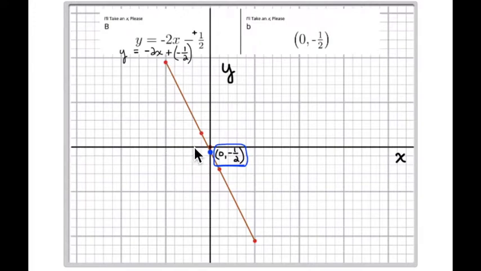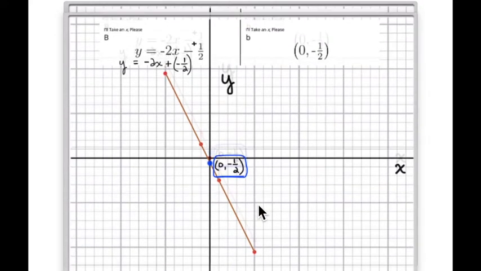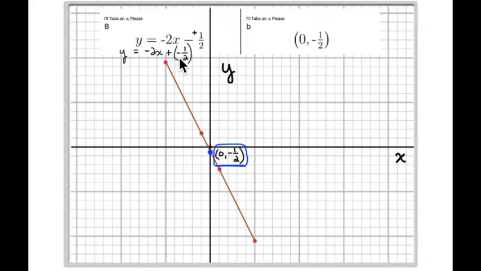And what if I go out here to +5? So make this positive 5. So this is going to be negative 10. And that makes sense. Go out here to 5, and then go down, and I'm going to go in the negative direction. So negative 10, but then I also have to add another negative 1/2. So that's going to be a negative 10 and 1/2.